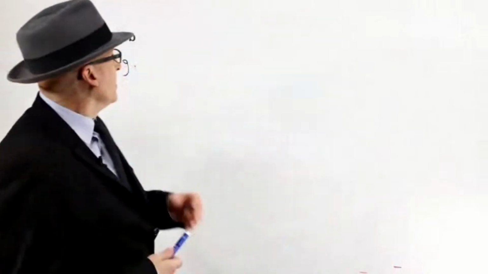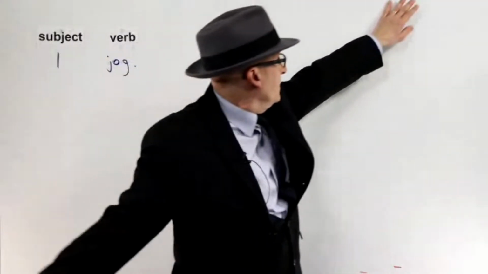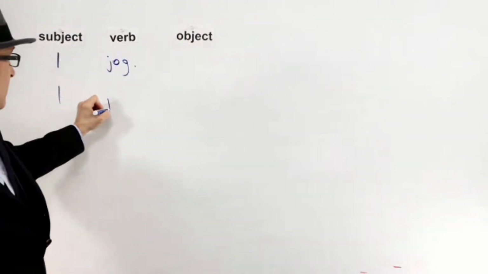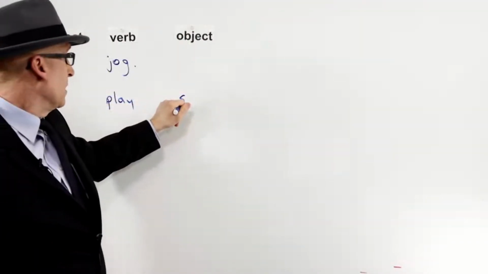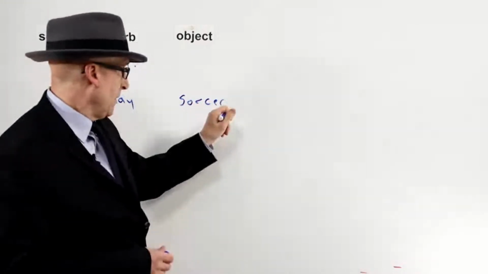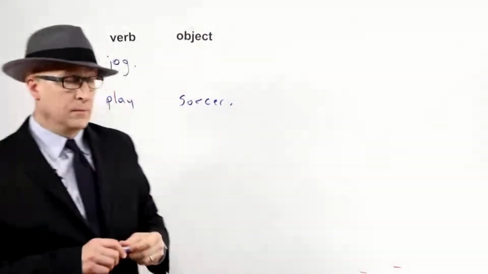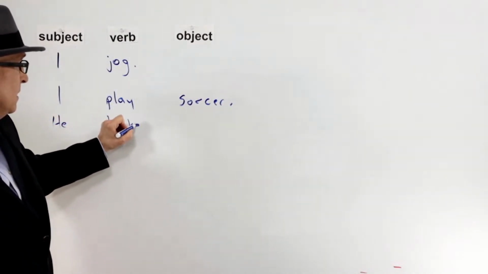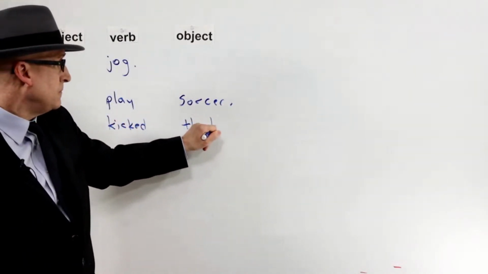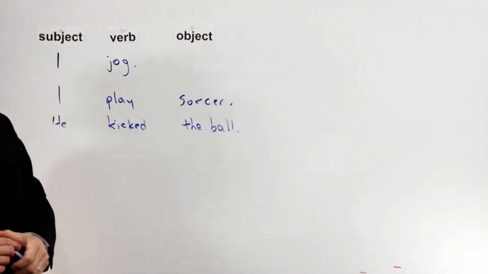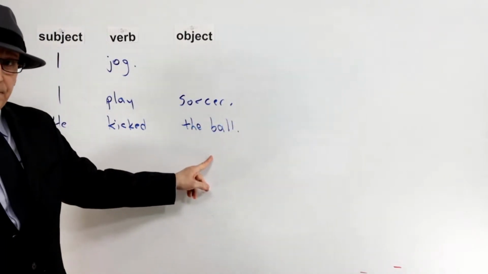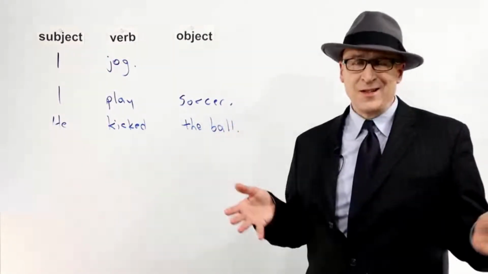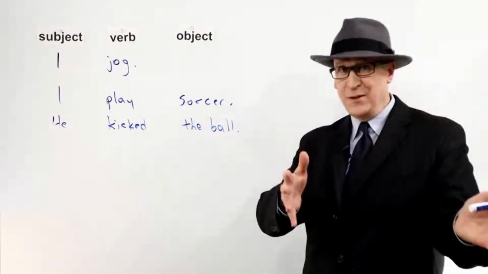And then we said also, sometimes a sentence has an object. In a case like, I play soccer. Right? Or he kicked the ball. We have a subject, a verb, and an object. And that's a complete idea. And those are kind of the basic sentences everyone learns when they're a beginner, right? I'm sure you've experienced this.